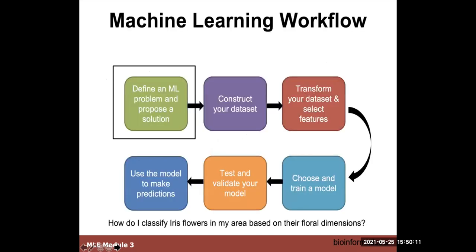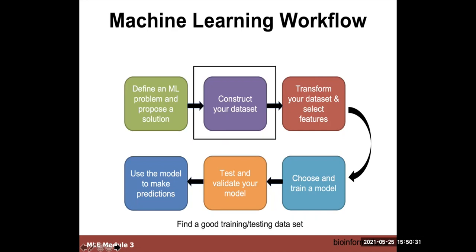Okay, so that's kind of the background, and we'll just go through the same sort of process where we're trying to classify the iris data using neural networks. So it's the same six steps: define your problem, construct your data set, transform your data set, choose and train a model, test and validate the model, and then use it to start making predictions.